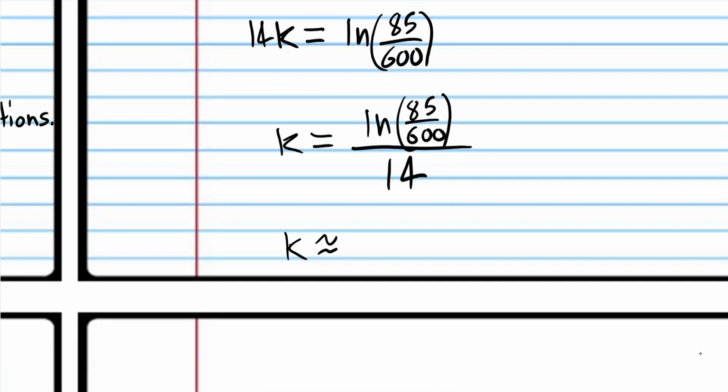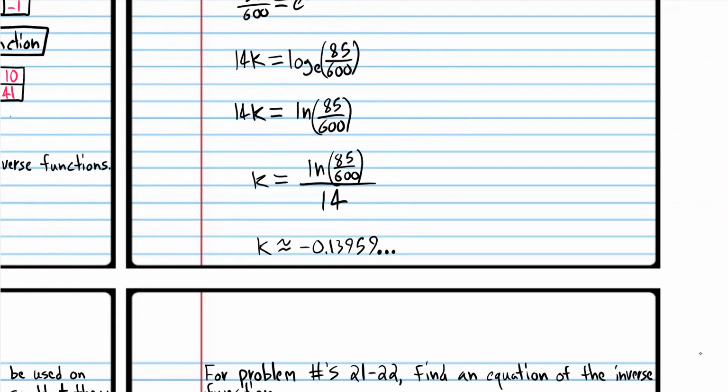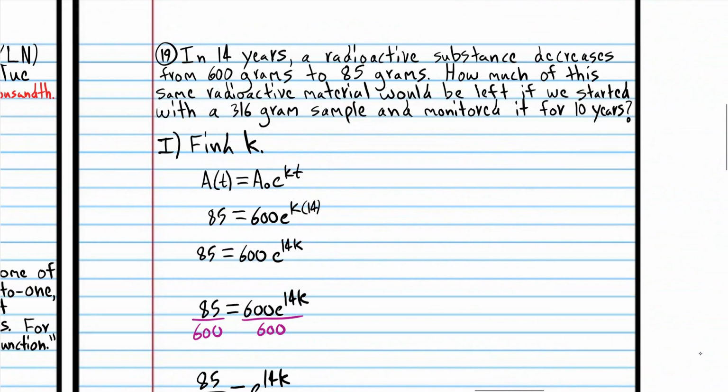So k is going to be approximately negative 0.013959, and I'm going to write dot dot dot because I want you to keep that in your calculator. Don't round it off. I want you to keep that in your calculator. Okay, so now we're going to step 2.